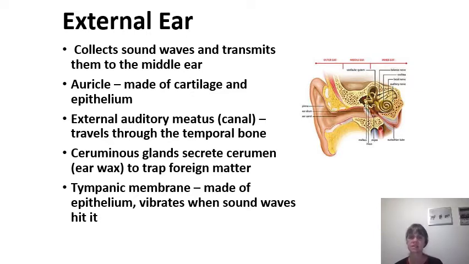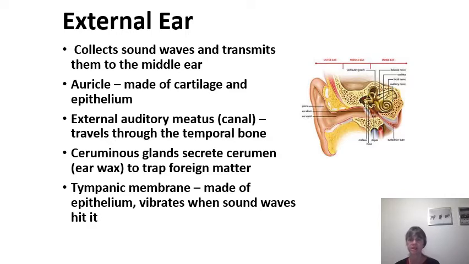This canal is lined with ceruminous glands, which secrete earwax, otherwise known as cerumen. Cerumen helps to trap foreign matter, and it also has antibiotic properties to help keep the ears clean.